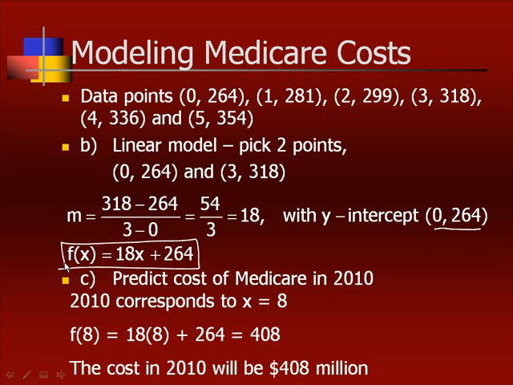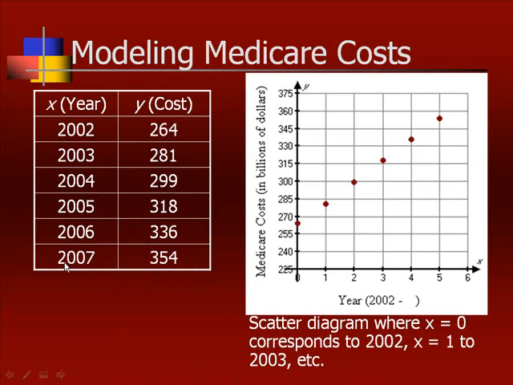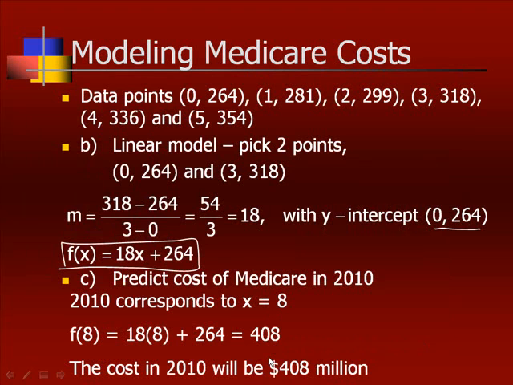Now, part C says, predict the cost of Medicare in the year 2010. Well, what we did, let me back you up for a minute. What we did is we went through and said, well, let's let this be 0, and let's let this be 1, and let's let this be 2. And the way you'll see that worded is where x is the number of years since 2002. That just makes our graph a little easier instead of having to go out to the year 2002.